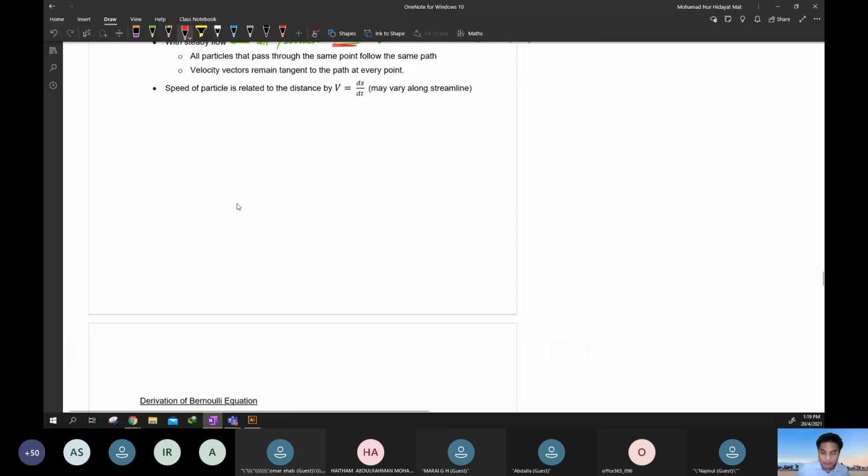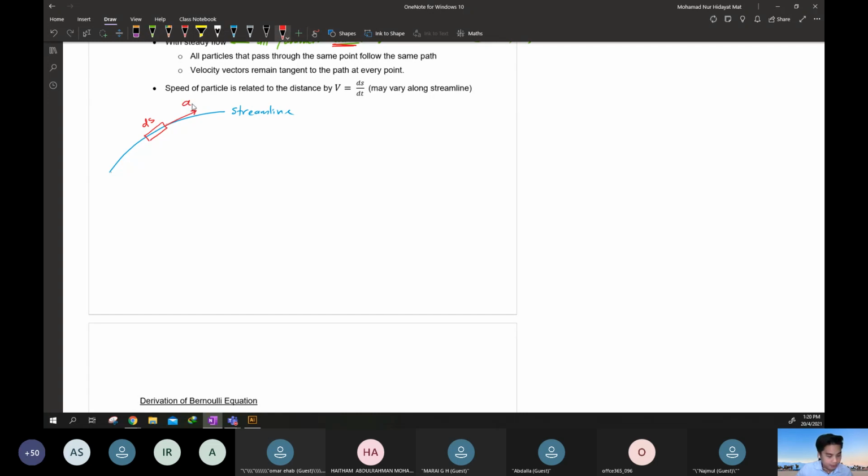So let's show you the flow. What do we mean by the flow? For example, we have the stream flow. This is the streamline. Remember what the streamline is? The path of the particle flow. Particle A will flow the same as particle B, the same path. This is a streamline. And then we have the displacement from this point to this point. We call it ds, the change of displacement from this point to this point.